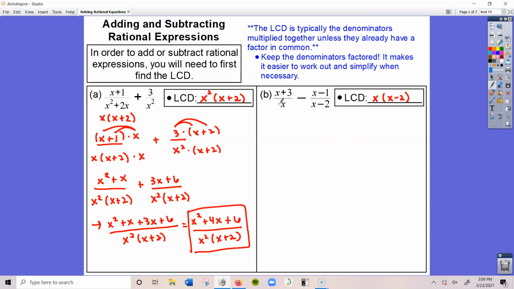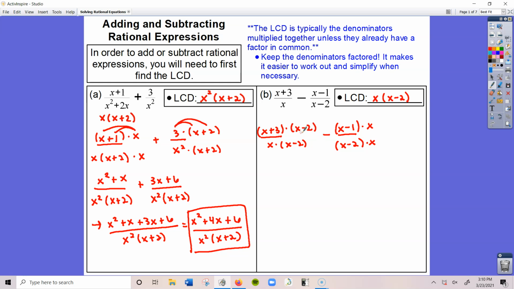So remember that we're trying to rewrite both of these denominators so that they equal the least common denominator. For this first fraction, we have x plus 3 over x. In order to rewrite this denominator as the same, I would need to multiply by x minus 2. And same goes in the numerator. Minus, now we have here x minus 1 over x minus 2. Here we have the x minus 2, but we're missing the x, so I'm going to multiply by x here, as well as in the numerator.